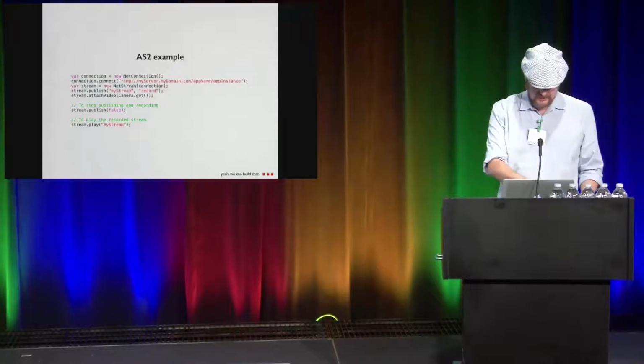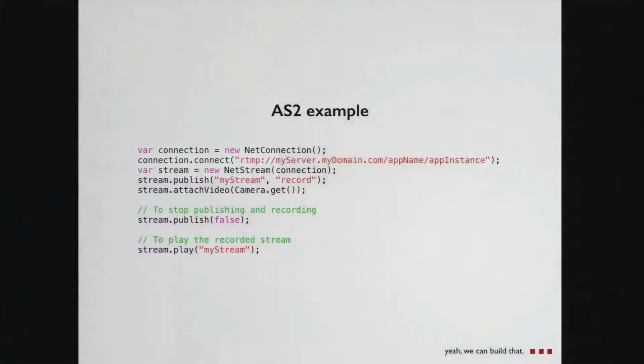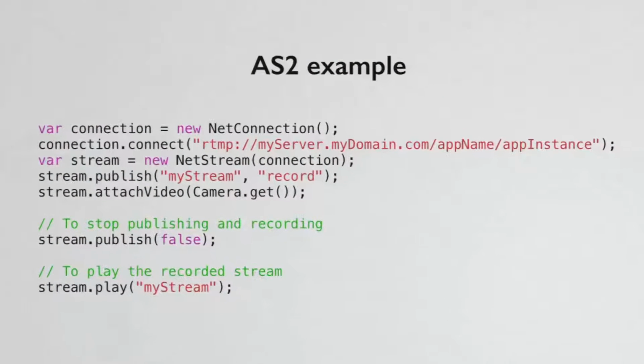And then for the stream, you create a new instance of a NetStream and pass in your connection to the constructor, and that makes it connect. And then you tell the stream.publish. That's how you can actually publish a camera view. And then you attach the video camera, and then you're all set. And then you're actually publishing a live stream.